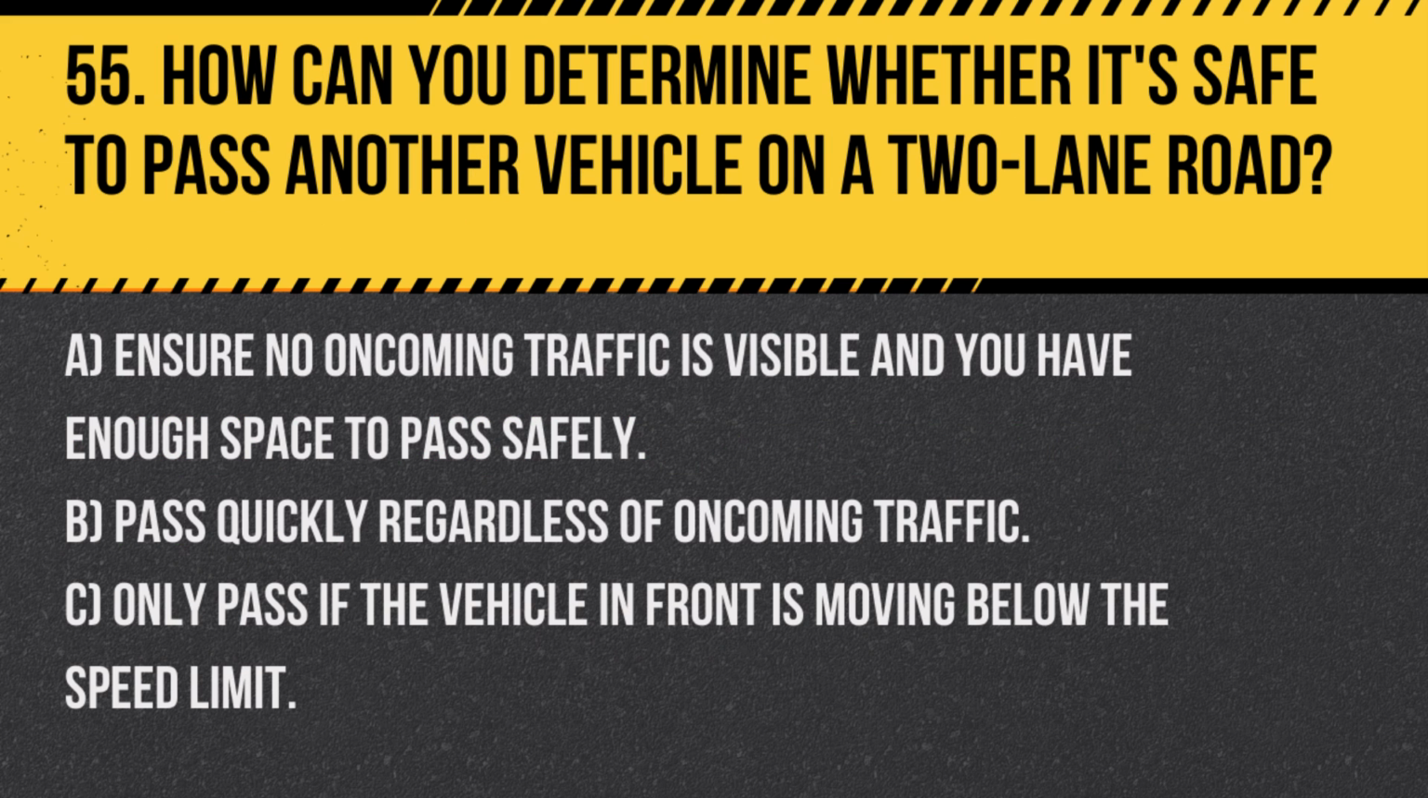Question 55. How can you determine whether it's safe to pass another vehicle on a two-lane road? A. Ensure no oncoming traffic is visible and you have enough space to pass safely. B. Pass quickly regardless of oncoming traffic. C. Only pass if the vehicle in front is moving below the speed limit.